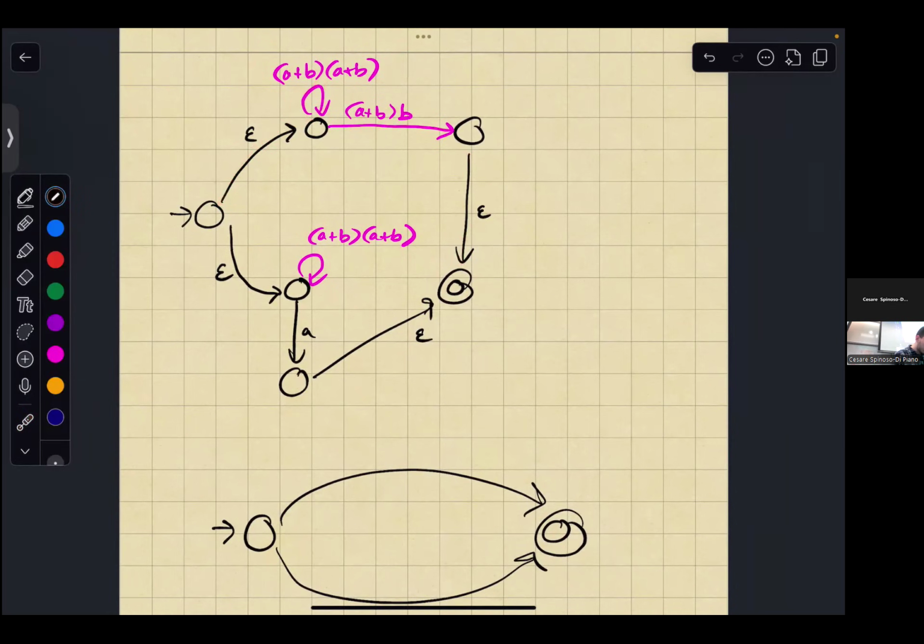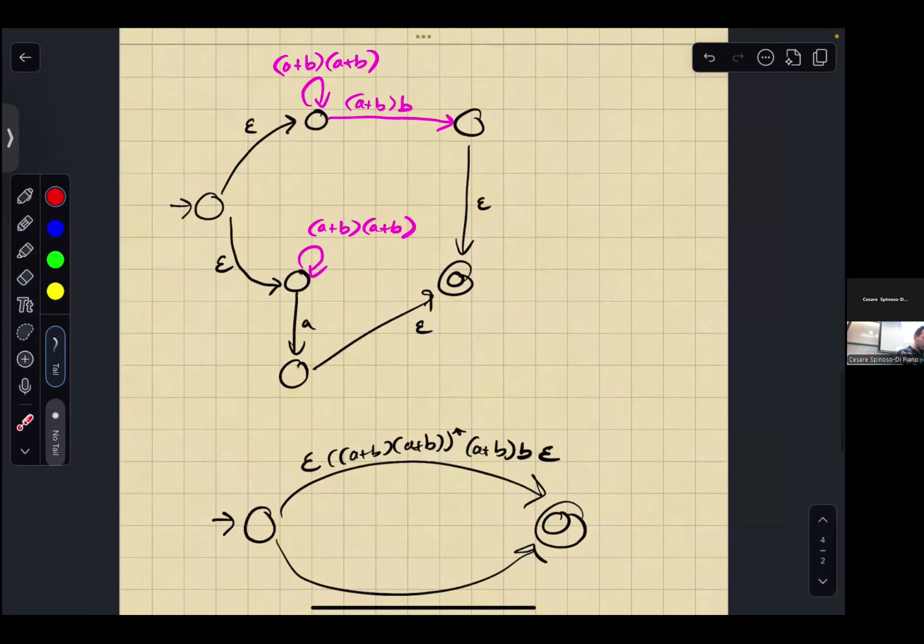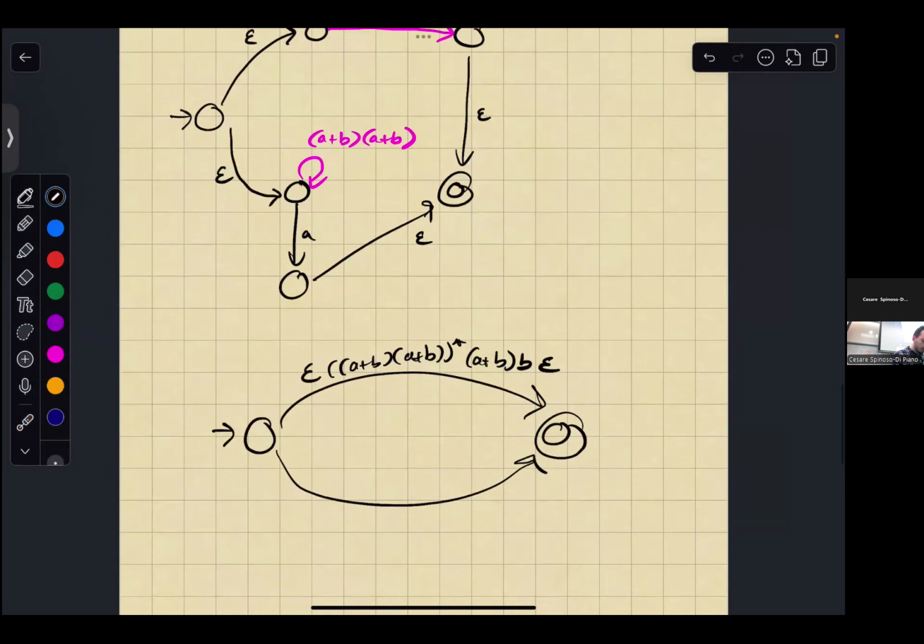So that's going to be the top path. So epsilon, A plus B whole star, then A plus B, and then epsilon. And then the bottom path is epsilon, then A plus B any number of times, so star here, then an A, and then epsilon. So then that's going to be epsilon, A plus B whole star, then an A, and then epsilon, right?